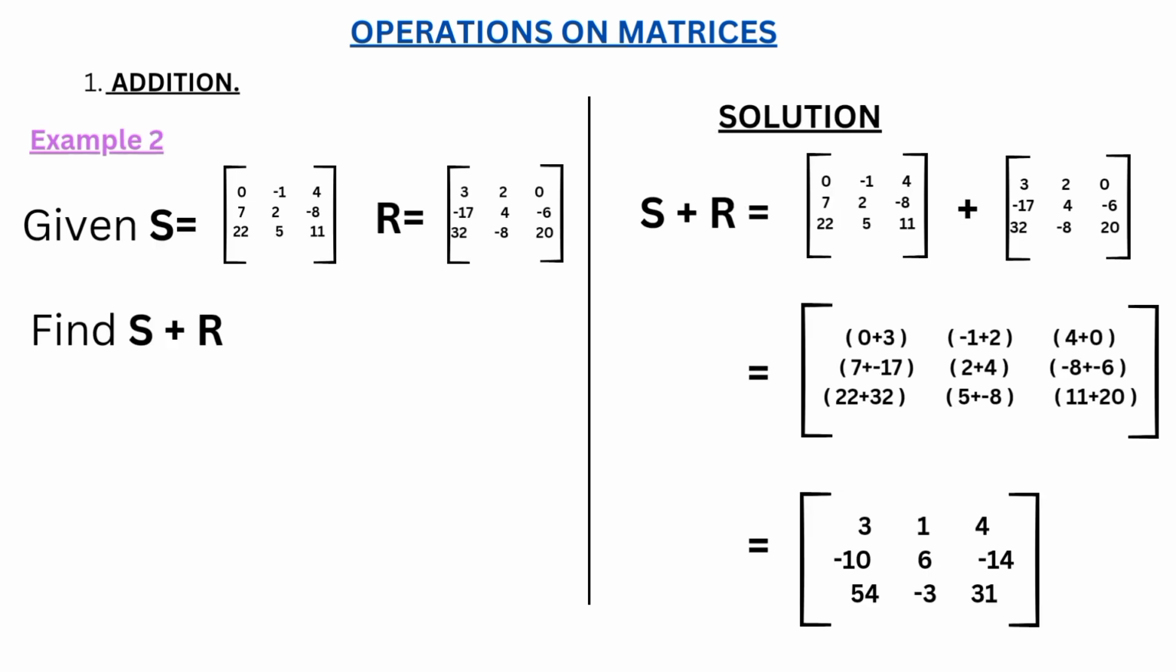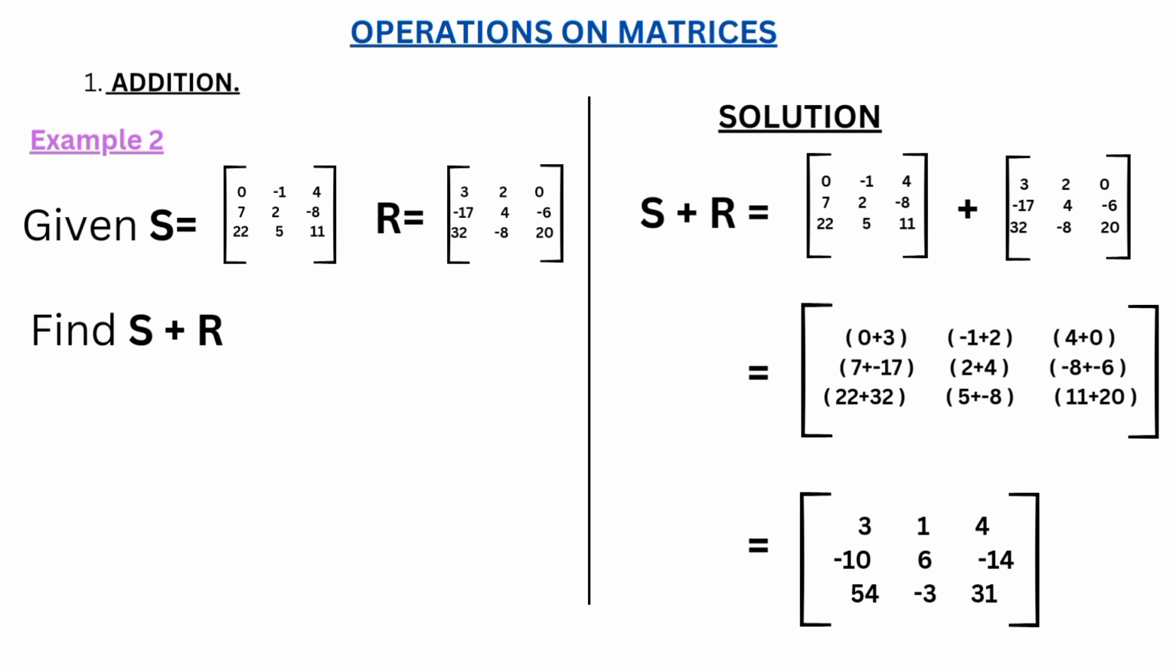We have another example, example 2. We have matrix S, which has elements 0, -1, 4, 7, 2, -8, 22, 5, 11. And matrix R has elements 3, 2, 0, -17, 4, -6, 32, -8, 20. Remember, in order to add two matrices, they have to have the same order of matrix.